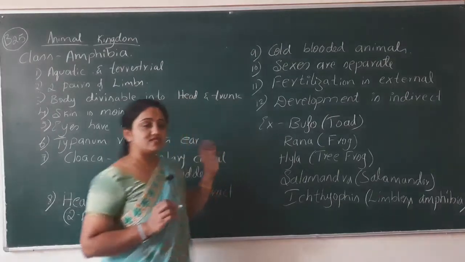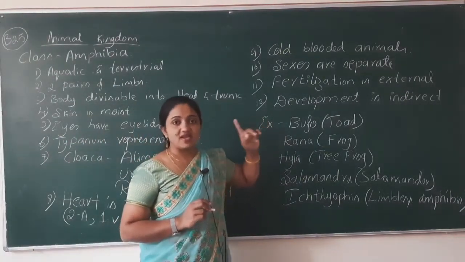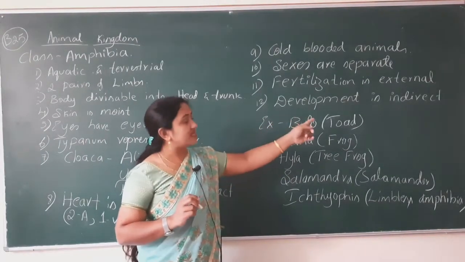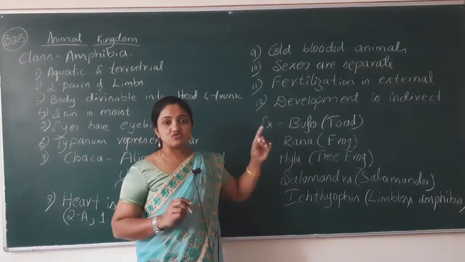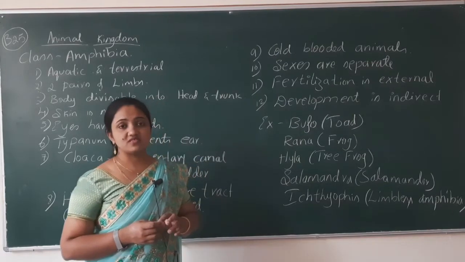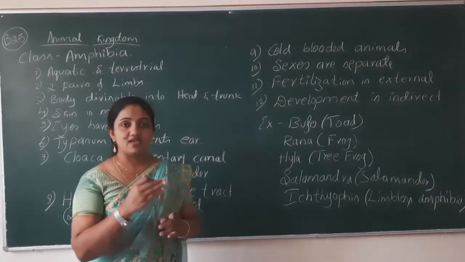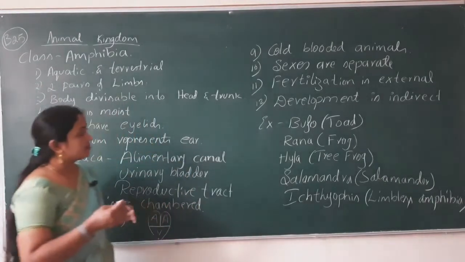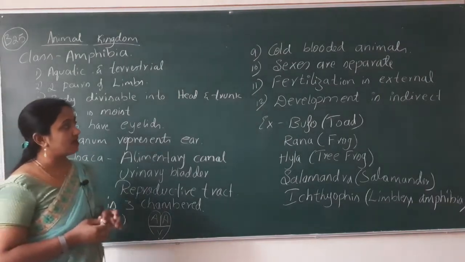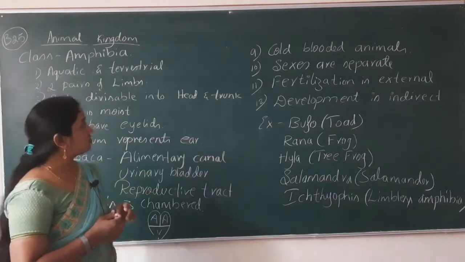In some animals' larvae, tail will be present. Tail. Okay, note that also. So development is indirect, meaning it is going through metamorphosis. First it will come to the larval position, and then it will transform into a new adult one. So the examples are as follows.